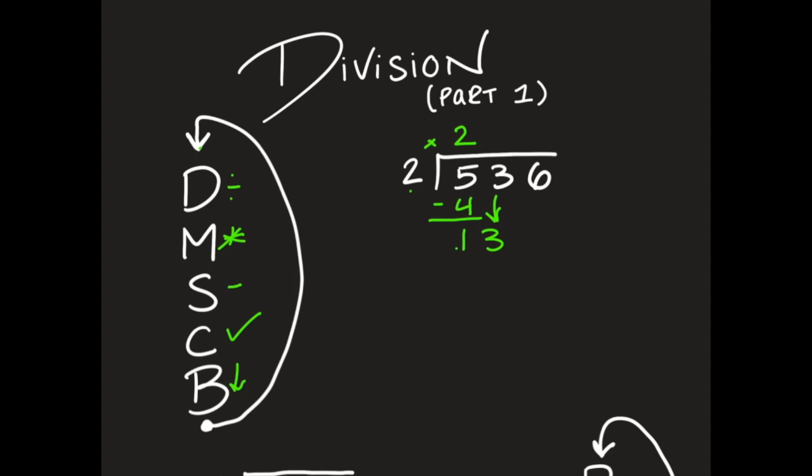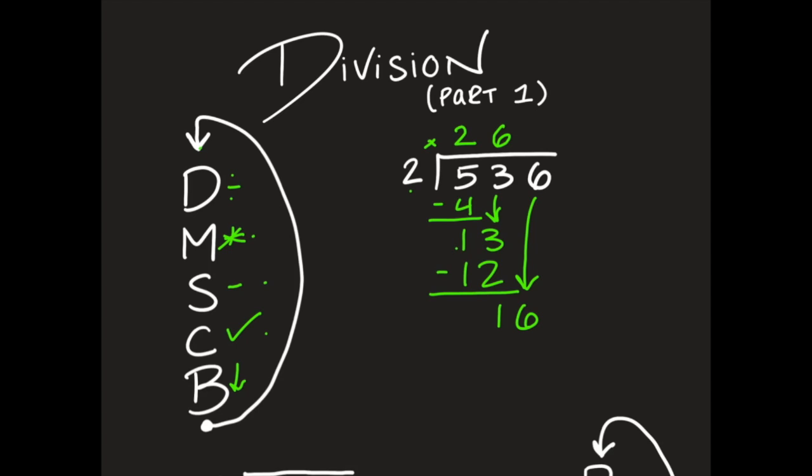So how many groups of 2 go into 13? 13 divided by 2, I'm going to put a 6. Goes in 6 times. Now I'm going to multiply. 6 times 2 is 12. I'm going to subtract. 13 minus 12 is 1. I'm going to check, is 1 smaller than 2? Yes. Now I'm going to bring down my next number, which is a 6. And I'm going to go all the way back up to divide.